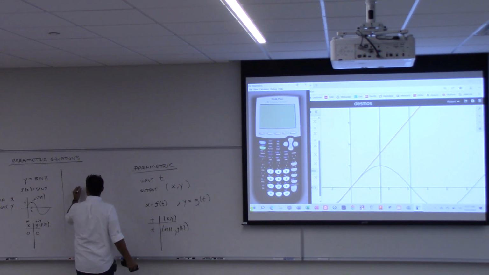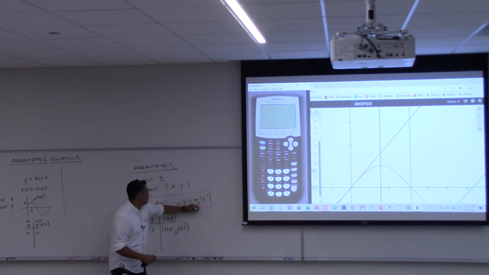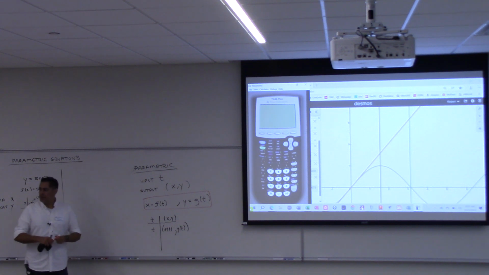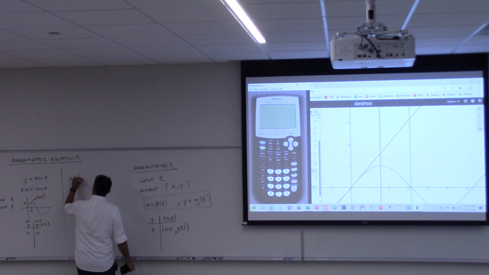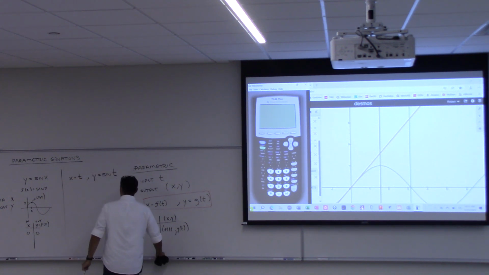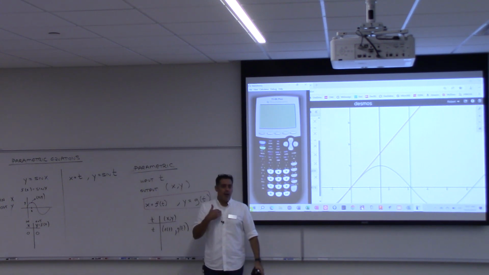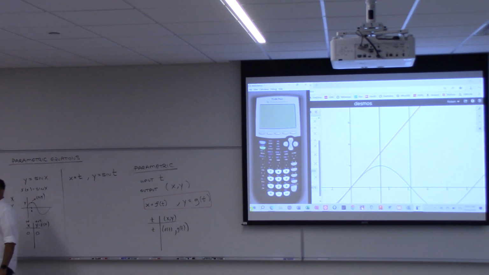So the thing you have to define for parametrics is you have to give me this information right here. You have to tell me what f and g are. So I'm going to tell you right now that x is t and y is sine of t. Now I'm claiming right now that this is the exact same graph as this. The pictures look exactly the same. Well, do they?